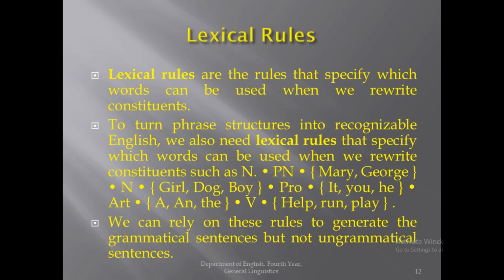So as I said, to turn structures into recognizable English, for example, or Arabic, or French, or whatever language, we need the lexical rules. For example, proper noun: Mary, George. Noun, for example, girl, dog, boy. Pronoun: it, you, he, and so on and so forth. Article: a and the. Verb: help, run, play, and so on and so forth. These are the types of verbs. So we can rely on the lexical rules to generate the grammatical sentence, but not any grammatical sentence. You see?